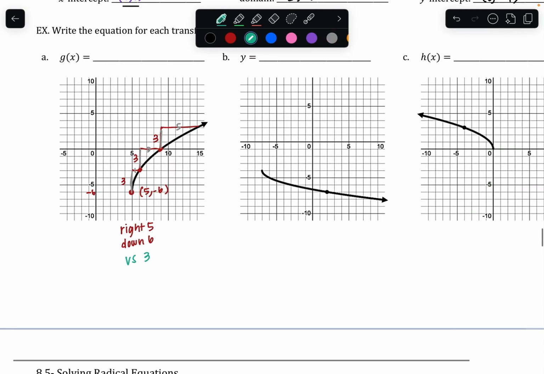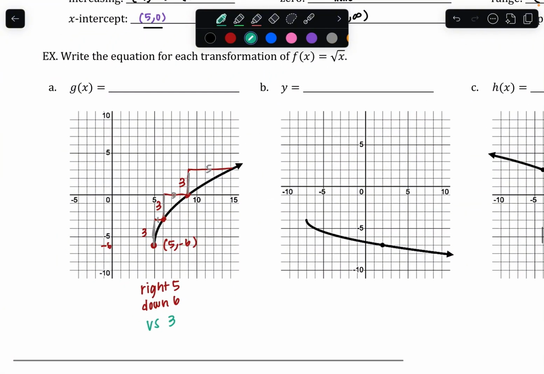Okay, so 3 transformations. And so we're starting with the square root function. To move right 5, we subtract 5 under the radical. To move down 6, we subtract 6 outside the radical. And then to vertically stretch by 3, we need a scale factor of 3 in front of the radical.